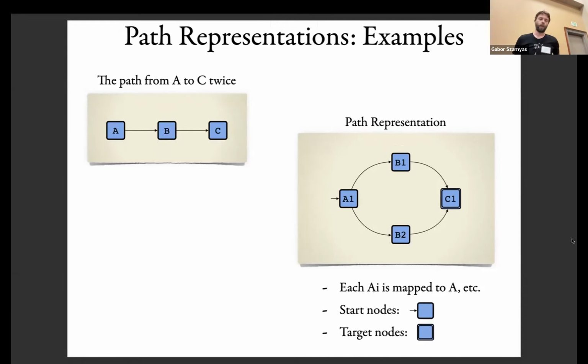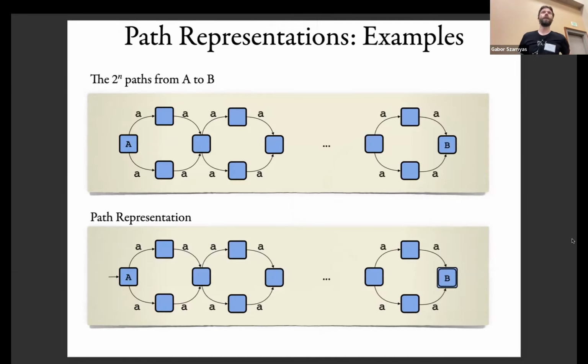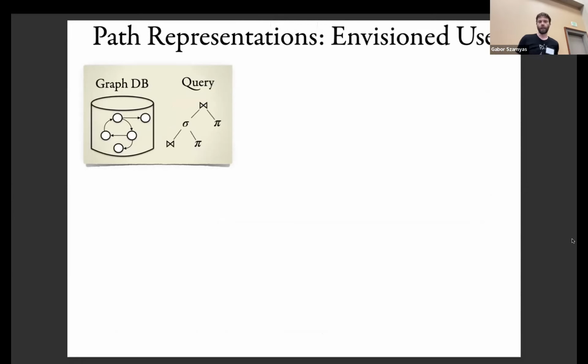So yeah, and indeed, if you use this to represent these exponentially many paths in your graph, then your representation size is linear instead of exponential, what we had before. Good, how do I think that something like this could be useful?